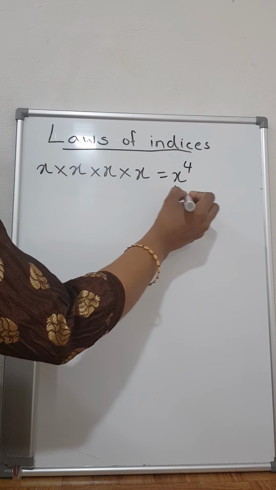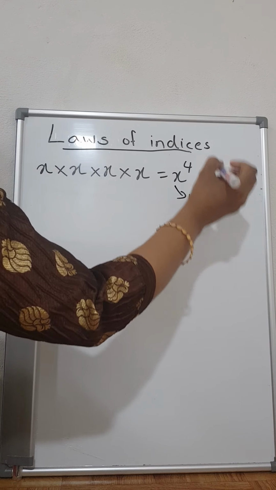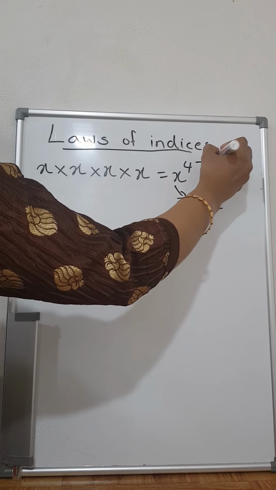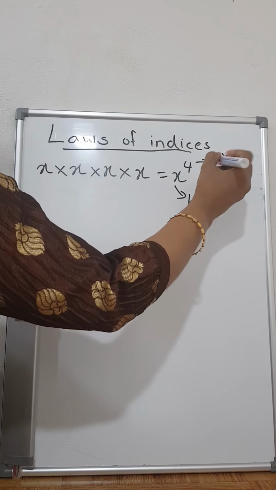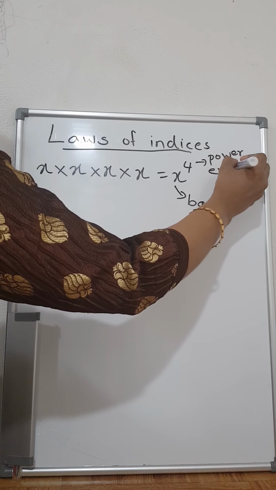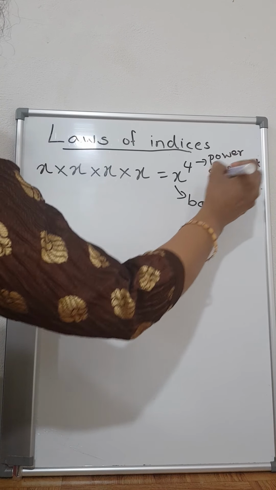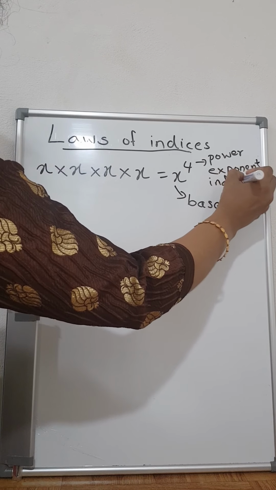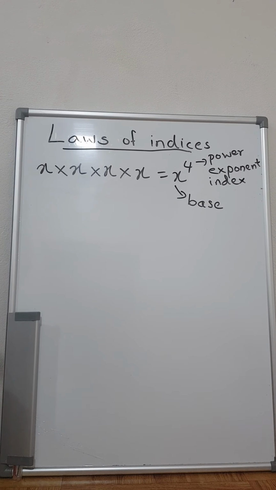Here x is the base and 4 is the power. We can also call a power an exponent or an index. We can use indices to represent a big number in a simpler way.